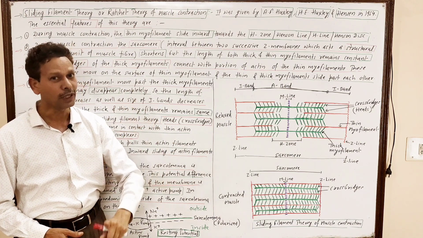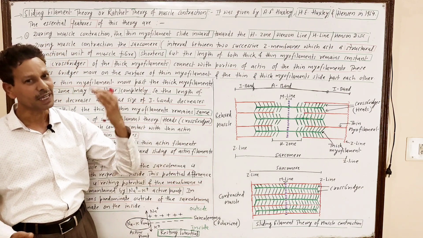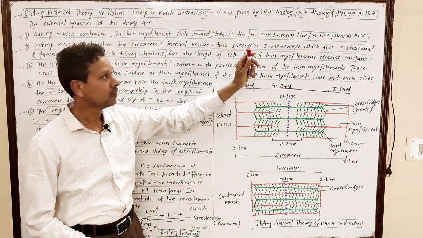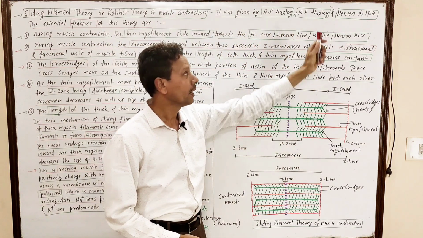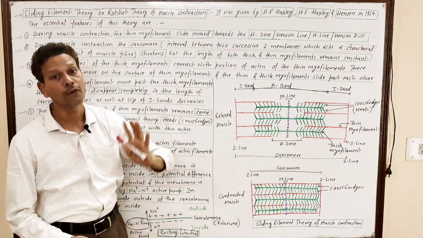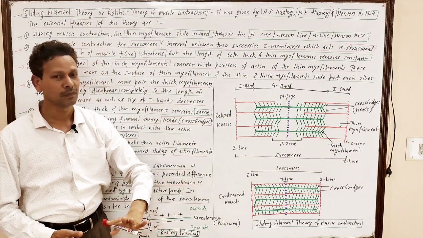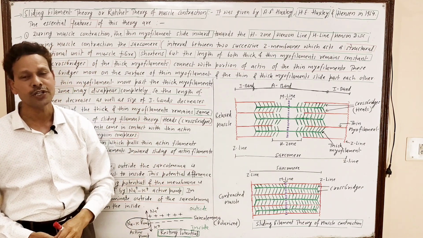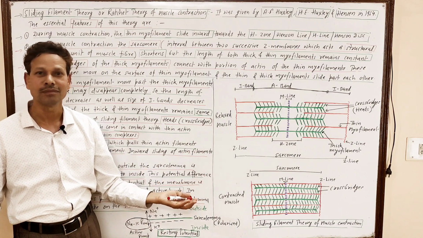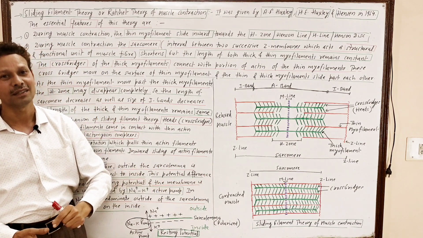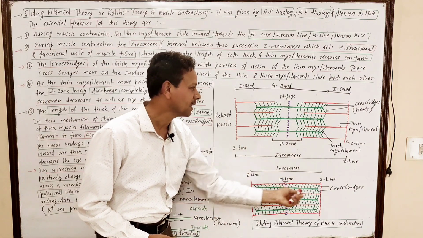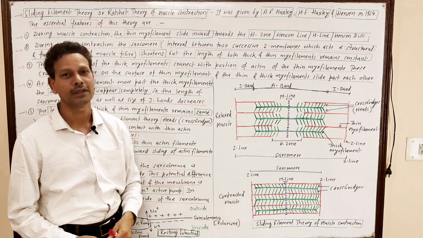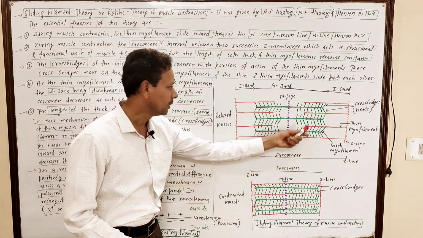Sliding filament theory of muscle contraction was proposed by A.F. Huxley, H.E. Huxley and Hansen in 1954. As we know, in muscle contraction, the sarcomere is the structural and functional unit of muscle contraction. Dear students, this is the ultrastructure of the sarcomere, which is the structural and functional unit of muscle fibers.